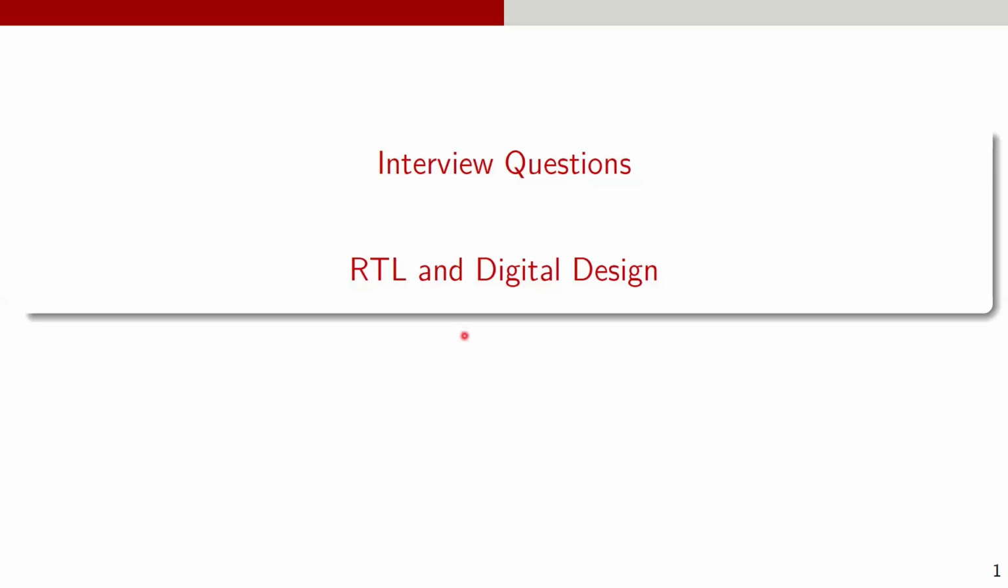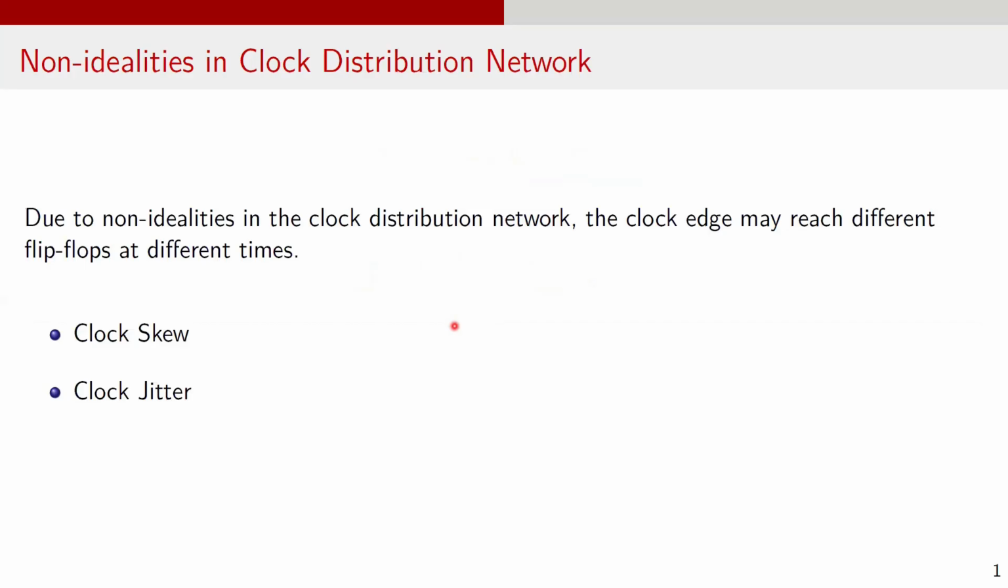So let's get started. Ideally, the clock edge should arrive at the same time for all the flip-flops in the design. However, due to non-idealities in the clock distribution network, the clock edge may reach different flip-flops at different times. There are two primary types of non-idealities that must be considered during circuit design: clock skew and clock jitter.